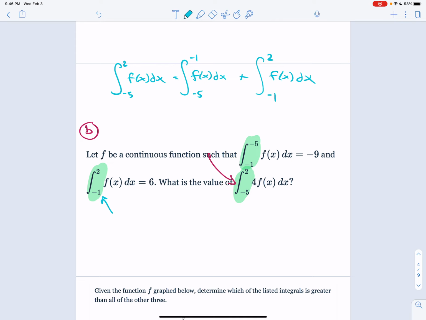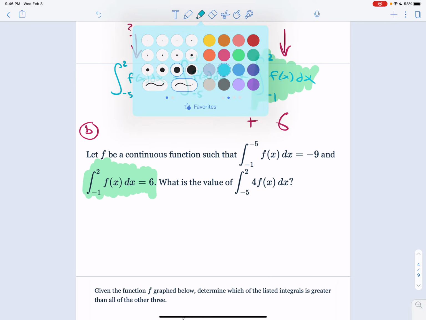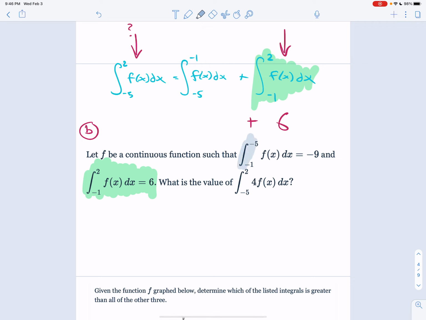Then we plug in what we know. We don't know what this first one is. They didn't give that to us. But they did tell us that the integral from -1 to 2 is right here, and that is equal to 6, so I can put 6 there. The integral from -1 to -5 is -9, and I have that there, but if you notice, the bounds are a little bit backwards. So if the integral of f from -1 to -5 is -9, then backwards, the integral from -5 to -1 must be +9.